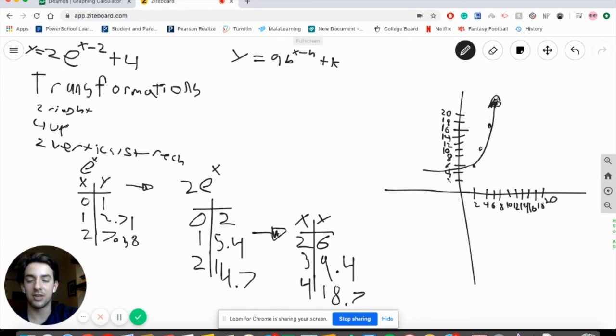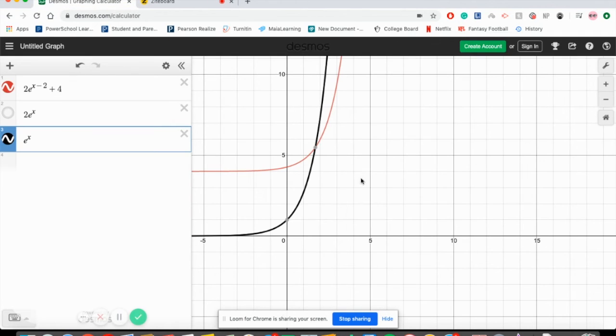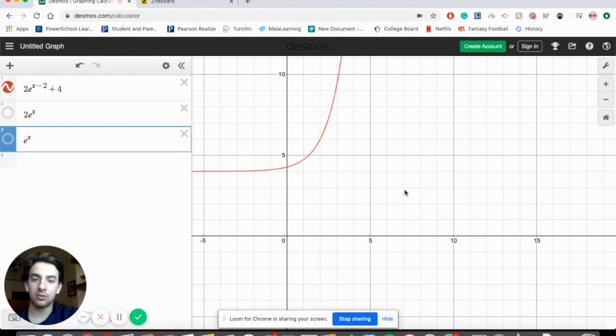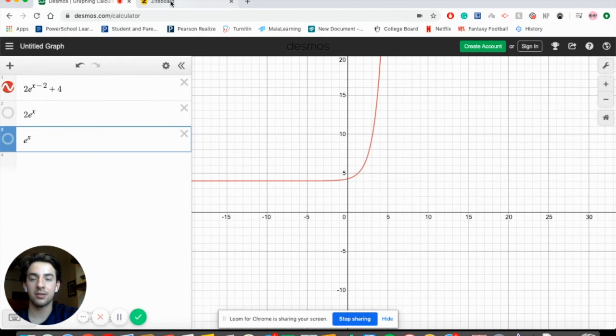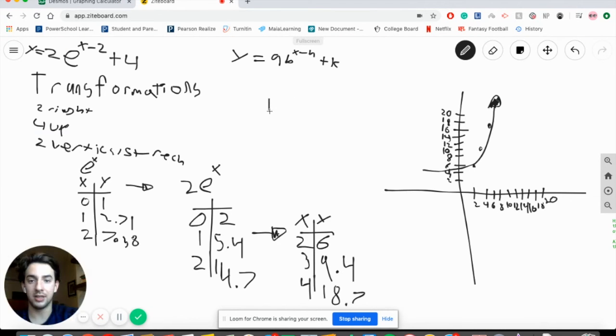Of course, the graph is not perfect, but I'm going to go back to Desmos to demonstrate something very important, which is going to be very relevant in the range and the horizontal asymptote. The domain, as I explained in the earlier video, is always going to be all reals, or negative infinity to positive infinity.